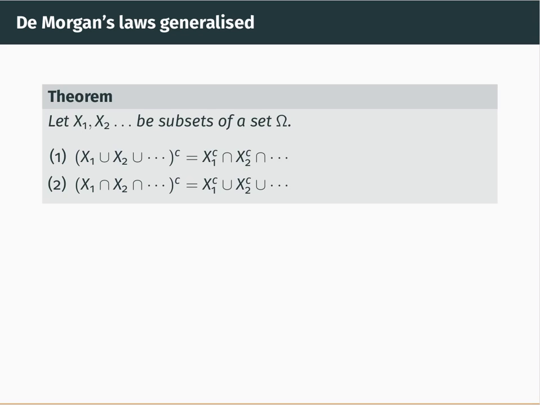So let's move on. The final thing I want to say is that we can generalize De Morgan's laws to multiple sets. So if you have a list of as many subsets as you like of a set Omega, even infinitely many, then the complement of the union of those sets is equal to the intersection of their complements taken one by one. And the complement of the intersection of those sets is equal to the union of their complements. So this generalizes De Morgan's laws to when you have more than one subset. In fact, even to any finite number of subsets and even to an infinite number of subsets.